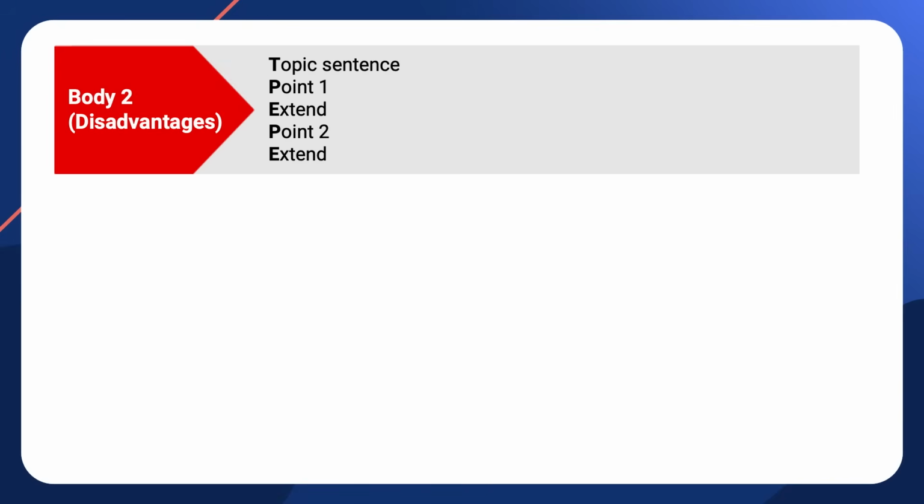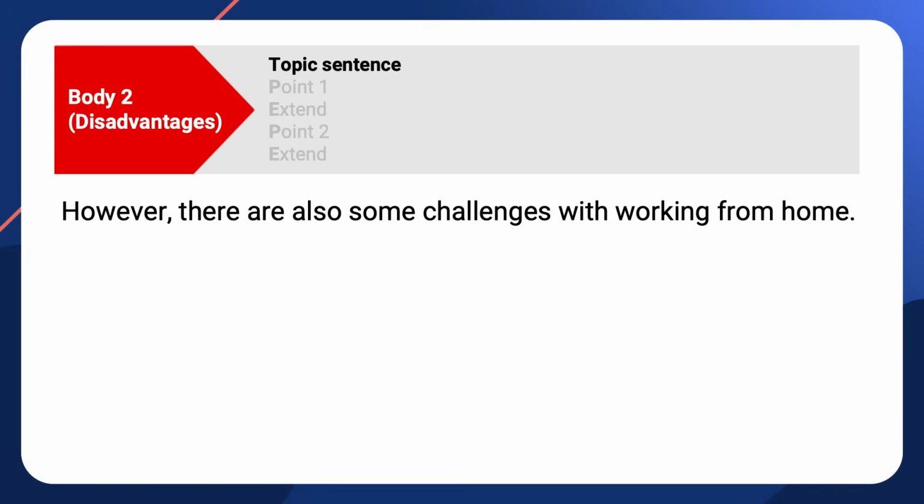Let's get into the second body paragraph where we look at the disadvantages. Notice at the top here, we follow the double idea paragraph structure again, and we're going to begin with a topic sentence. My topic sentence sounds like this. However, there are also some challenges with working from home.